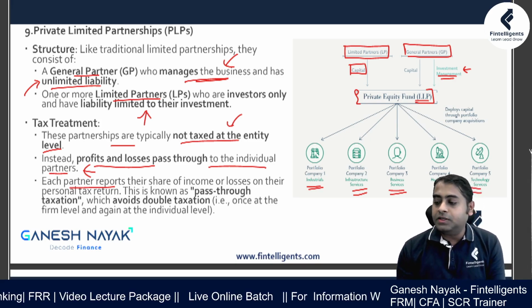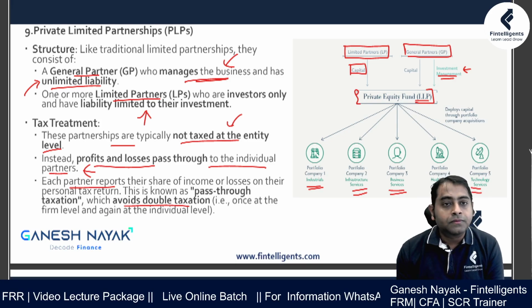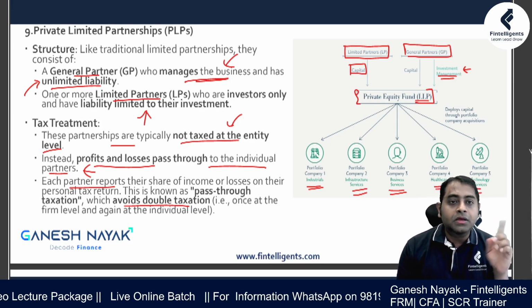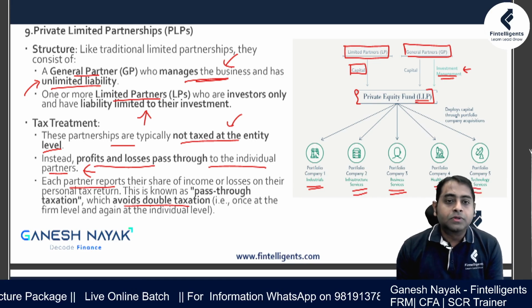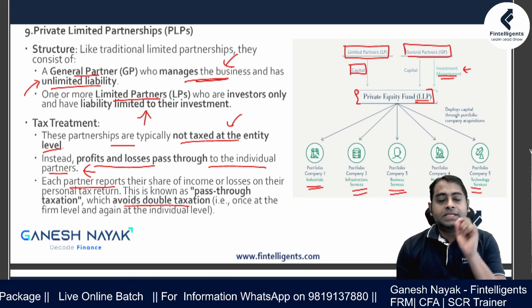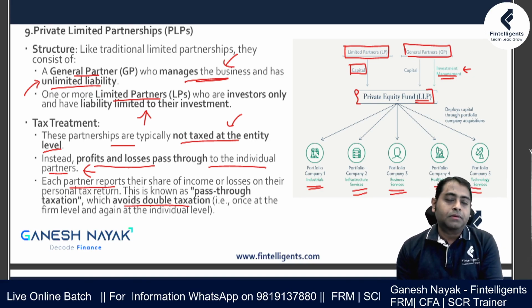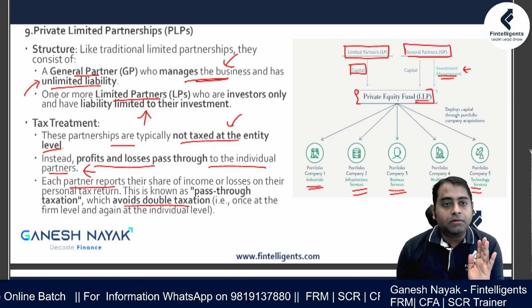Now, why are we doing it? Because we want to avoid double taxation. If I am also paying tax and the partner is also going to pay tax in his own country, it is going to be complicated. So to avoid double taxation, it is happening either at the firm level or at the partner level. Most of the time it's at the partner level.